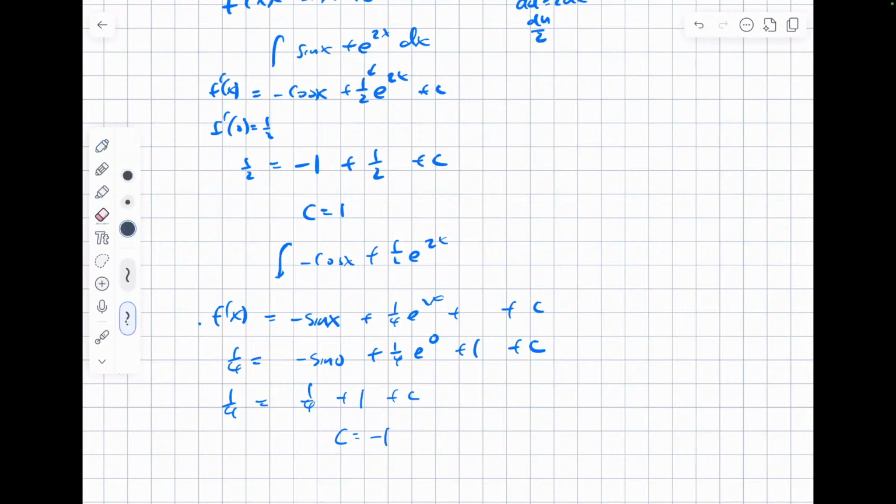Oh yeah, this is the x. So this one is going to be 1/4 plus 1x plus c. c is equal to -1. So this is -1. That hurts. Next question.